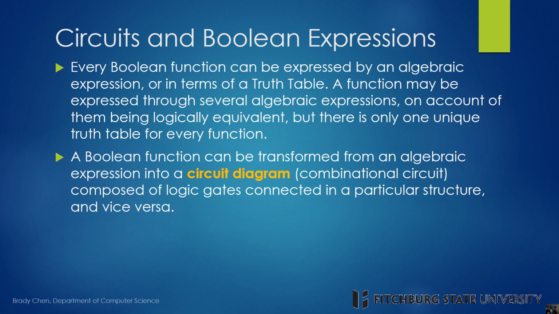Now from one side, every Boolean function can be expressed by an algebraic expression in terms of a truth table. So a function may be expressed through several algebraic expressions on account of them being logically equivalent, but there's only one unique truth table for every function. Now, on the other side, a Boolean function can be transformed from an algebraic expression into a circuit diagram.